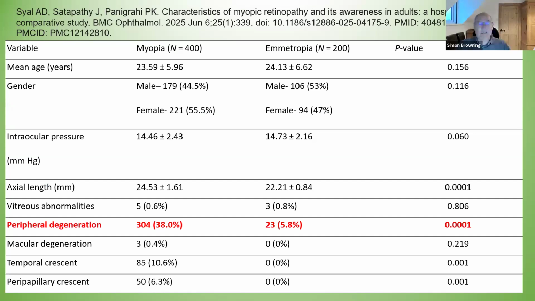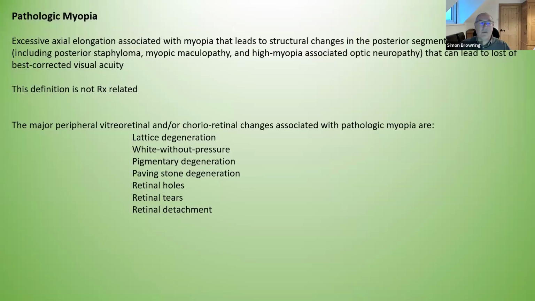Peripheral degeneration is seen in 38% of the myopes and 6% of the non-myopes, the emmetropes. So it is important to understand that peripheral degenerations will come with myopia. And then in pathologic myopia, you've got excessive axial elongation, and with that comes a whole series of problems: staphyloma, maculopathy, optic neuropathy, and a whole range of lattice, white without pressure, pigmentary degeneration, paving stone. This is all because we're stretching that retina.